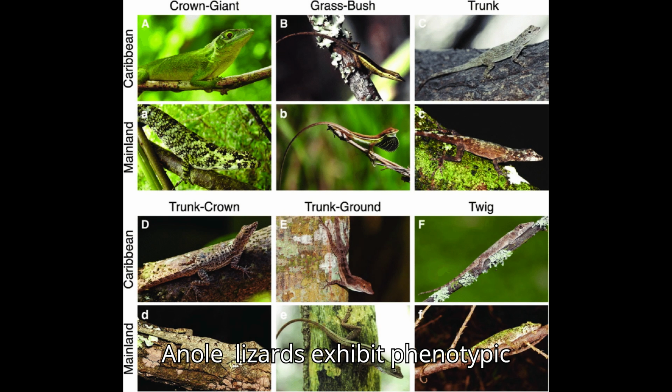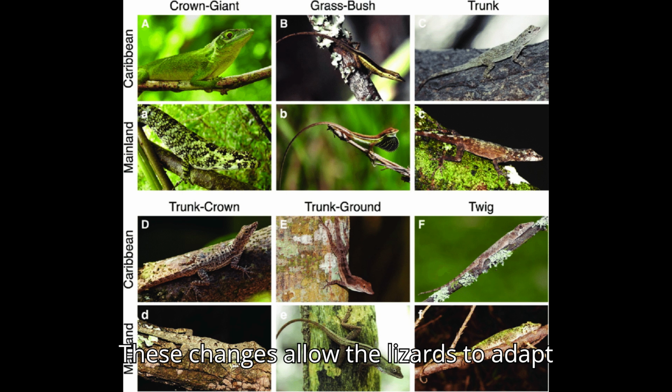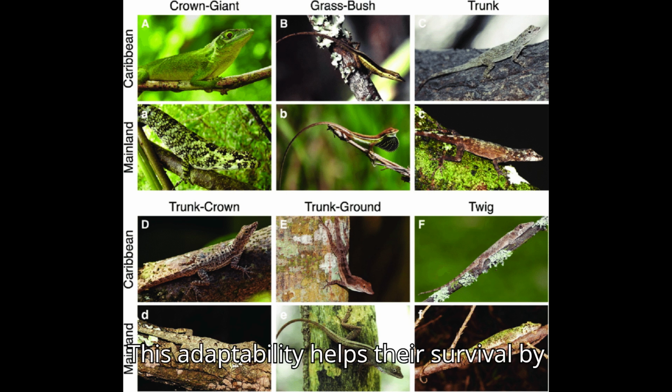Unknown lizards exhibit phenotypic plasticity in their color change as a way to respond to environmental conditions. These changes allow the lizards to adapt to temperature changes, social interactions, and stress levels. This adaptability helps their survival by optimizing thermoregulation, social signaling, and stress responses based on environmental conditions.